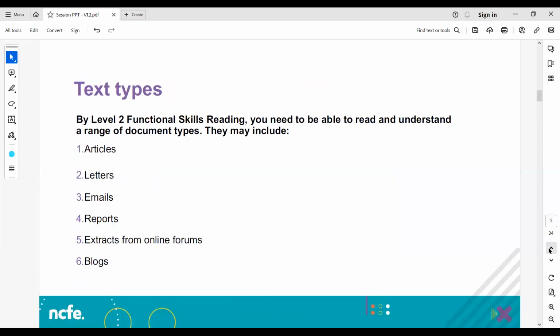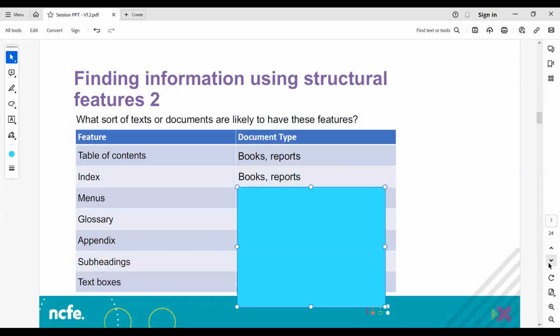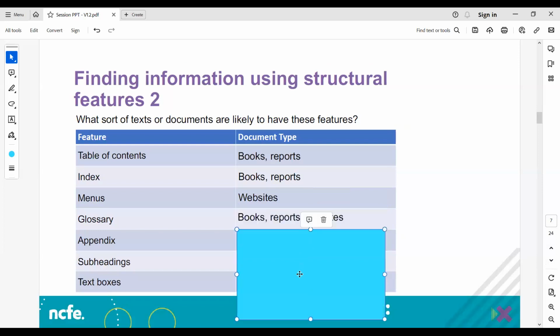So if you're looking at these text types, which one of those might have a menu? A blog? Yeah, so you might have a menu for a blog or a website. Good. A glossary? Books. Yeah. So books, reports, websites. Good. Appendix.